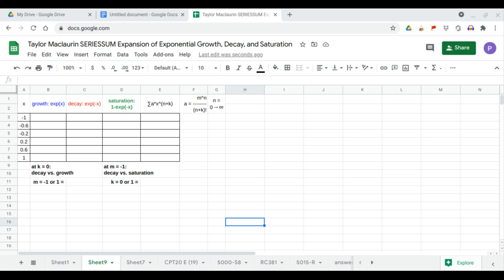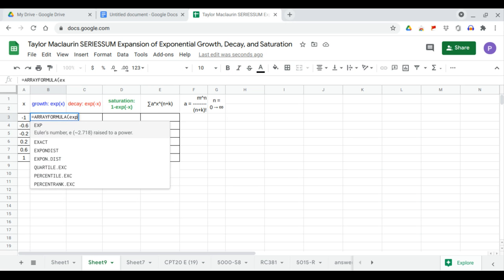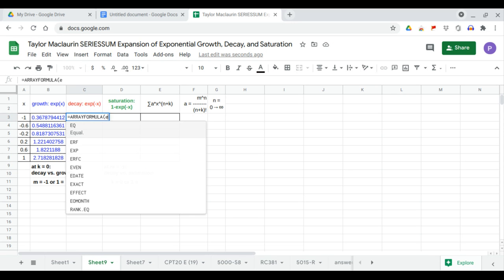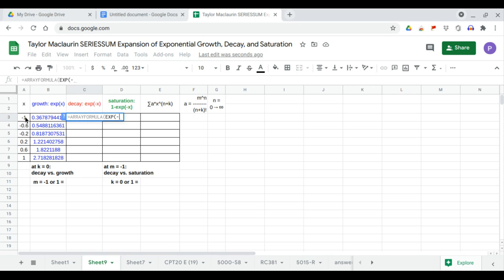In this video, we'll use Taylor-Maclaurin SERIESSUM expansion to approximate the growth, decay, and saturation. We begin with the growth, which is equal to R formula, exponent of the x values from -1 to +1. And the decay, which is equal to R formula, exponent minus x. That's for the decay. And the saturation, which is equal to R formula, 1 minus exponent negative x.